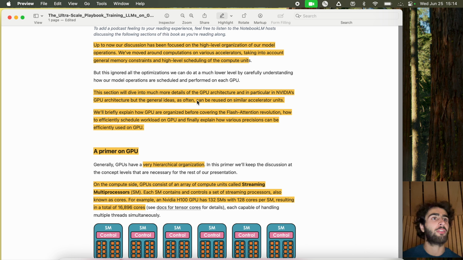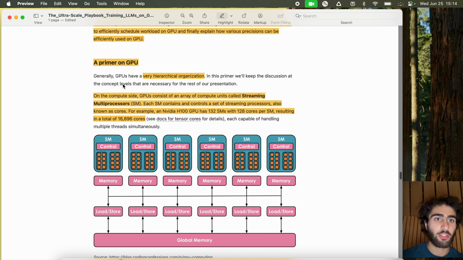So we're talking about TPU, Trainium on Amazon, even though the information available around these accelerators is much, much smaller, and it's more tacit knowledge that is held by few experts in frontier labs that are really applying these. But enough for that aside, and we'll briefly explain how GPUs are organized before covering the flash attention revolution, how to efficiently schedule workload on a GPU, and finally explain how various precisions can be efficiently used on GPUs. So we're talking about BF16, float 16, float 32, and I think they get into 8-bit or 1-byte quantization as well.